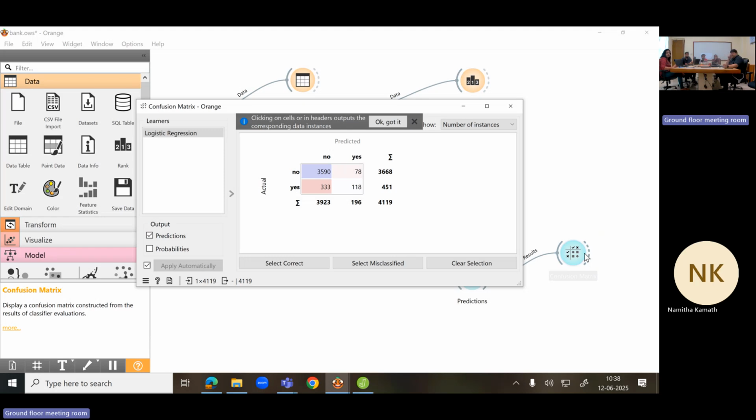Among these four values, the one where the actual yes meets the predicted yes is 118. That particular quadrant is called the true positive. Why is it called true positive? Because my positive class is yes. I'm interested in predicting yes properly. So true positive is the one where the actual yes meets the predicted yes. So 118 is my true positive.